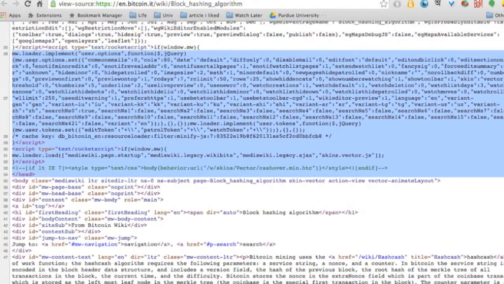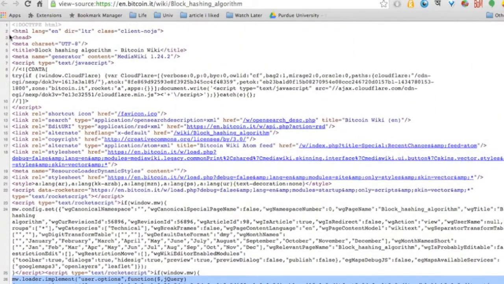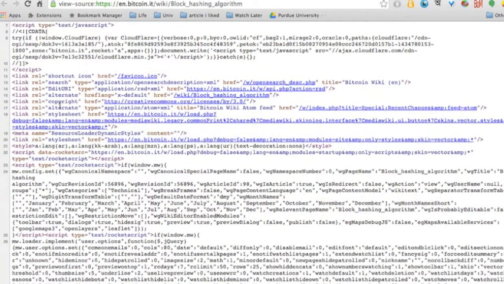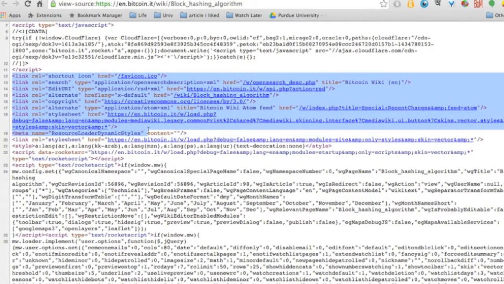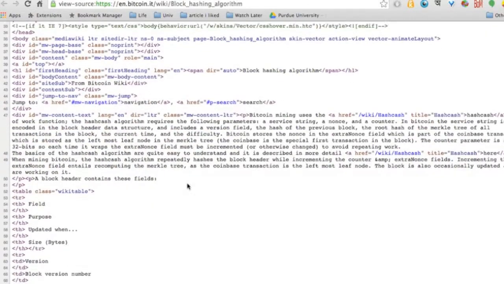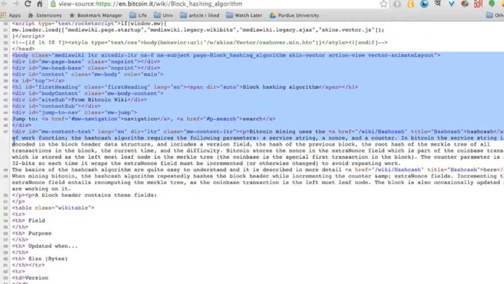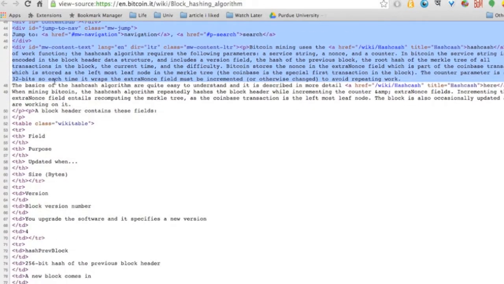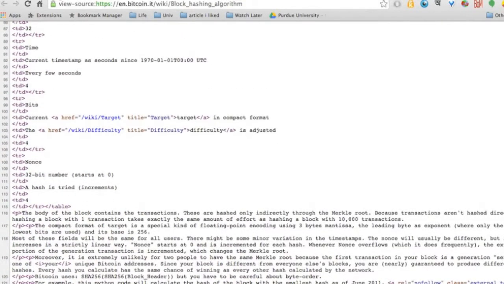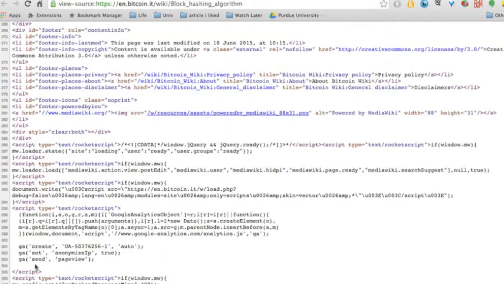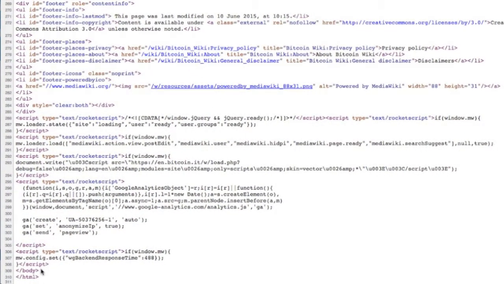So this part is the header of the HTML file, where we have links for different CSS files and for styling, JavaScript, and other files. And then after the header, we have the body, the main body, which contains the main contents that we can see here. It starts with the body tag here. Okay, and as you can see at the end, you have the closing HTML.